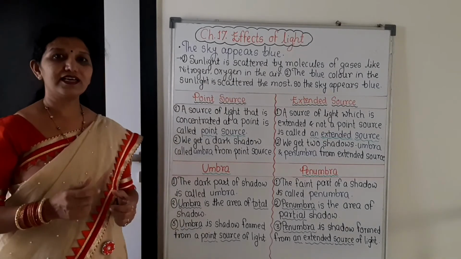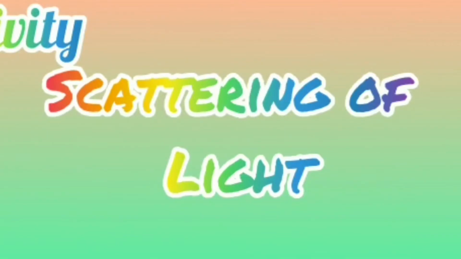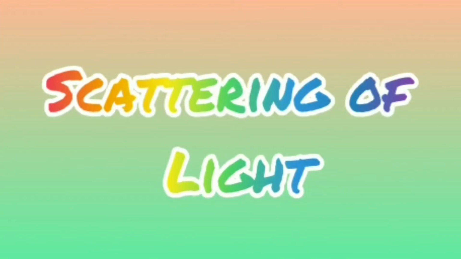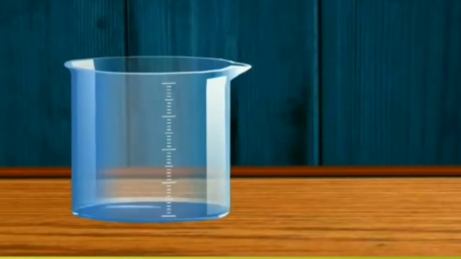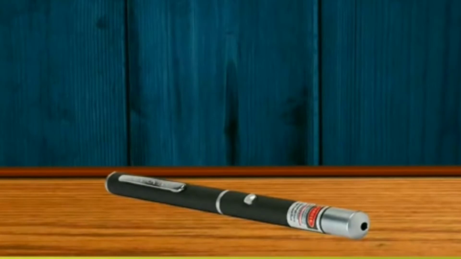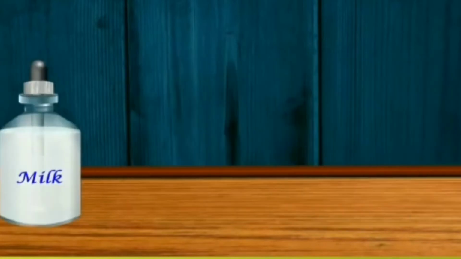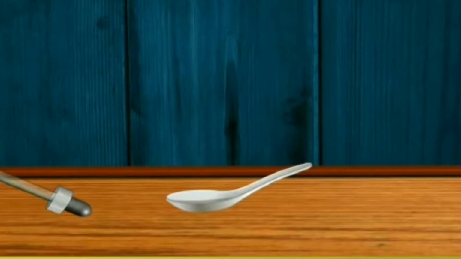Now, for that we will do some experiments. Children, let us do an activity for studying scattering of light. Children, all the experiments using laser rays should be done under the supervision of the teacher. Remember this. The apparatus needed are a glass beaker, diode laser or laser pointer, water, milk or milk powder, spoon, dropper, etc.